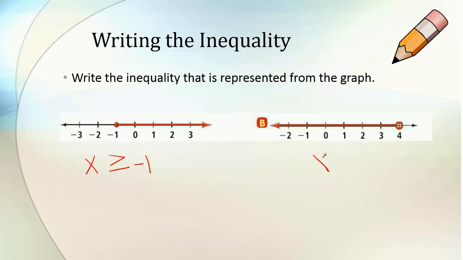Let's try this one. So I'm at x, and I know my number's 4. Let's see here. Am I going smaller or am I going bigger? Well, smaller than 4 is 1, so I am going smaller. Am I equal to, though? No, because my dot is not closed, right? So I have x is less than 4 for that inequality.